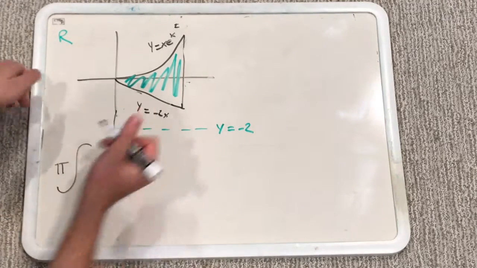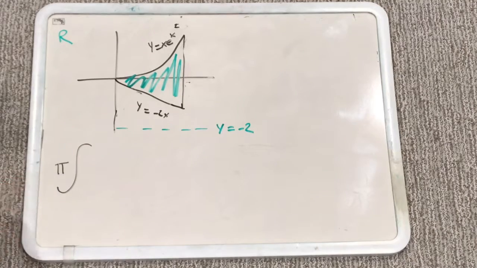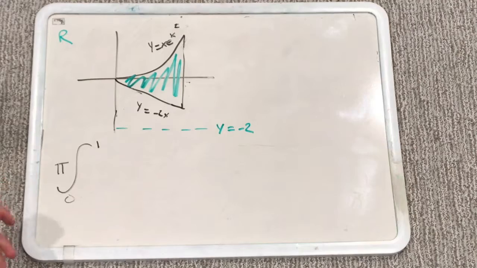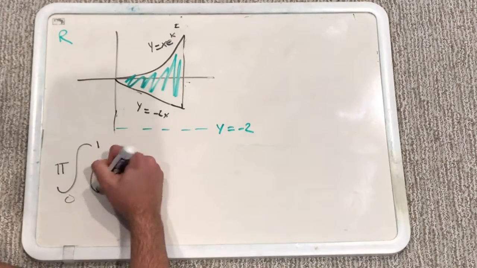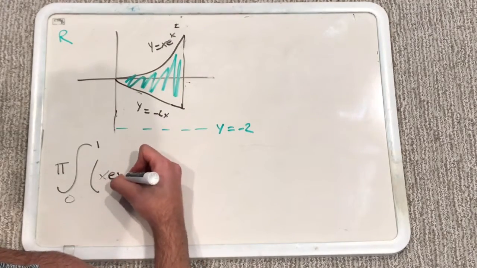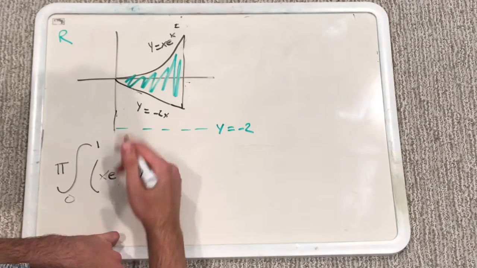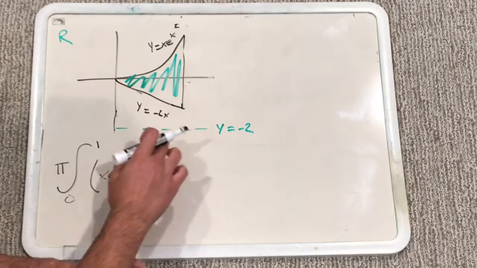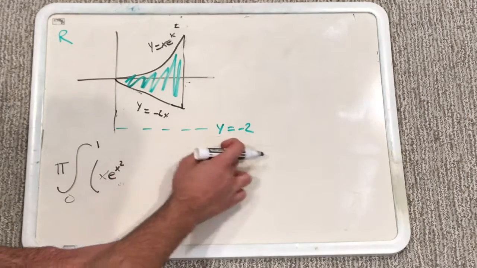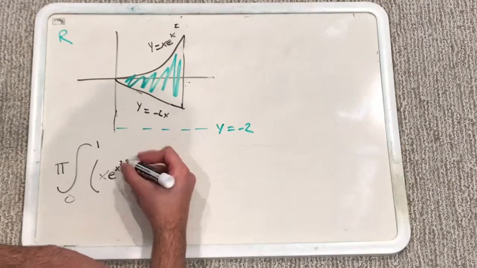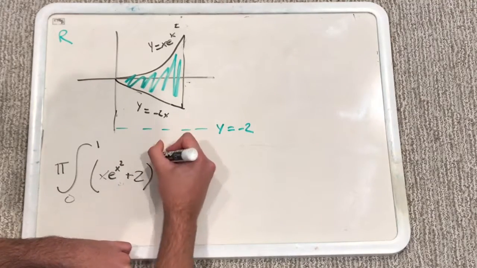So because it's a revolution, you multiply it by pi, and then we're going to have the same boundaries from 0 to 1. And then this time we're going to do outer radius minus inner radius squared. So outer radius, the first one is going to be x e to the x squared minus the inner radius, which is going to be the line, negative 2. So once you subtract that, subtracting the negative will just make it positive. And this is all squared.